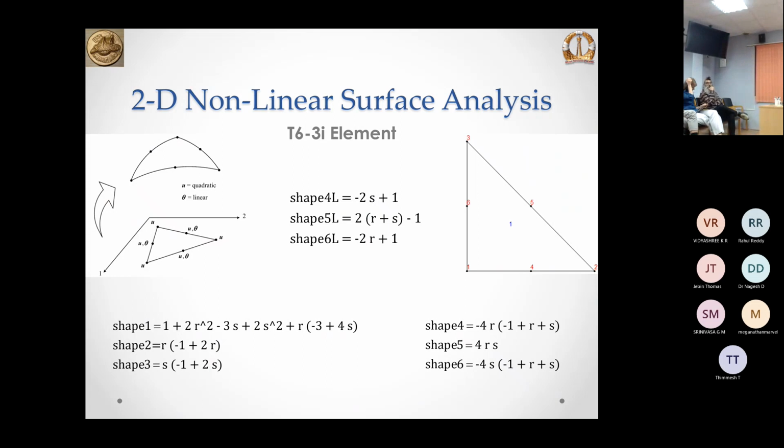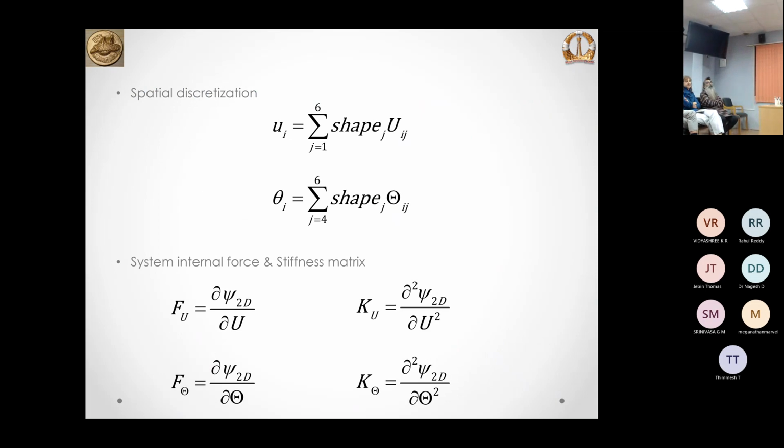We have to reduce the degrees of freedom of rotations. So these are the shape functions for the quadratic triangular element, shape functions 1 to 6, and for displacements, I'm using only linear ones because that is only 3 elements. So this is how I'm formulating it. So this is a spatial discretization of displacements.